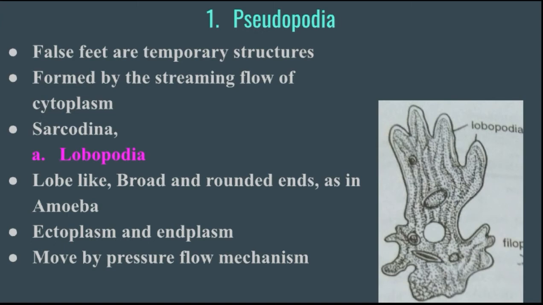On the basis of form and structure, pseudopodia are of four types: lobopodia, filopodia, reticulopodia, and axopodia. Let's see one by one. First is the lobopodia. Lobopodia are lobe-like pseudopodia with broad and rounded ends, as you have seen in the picture, as in amoeba.